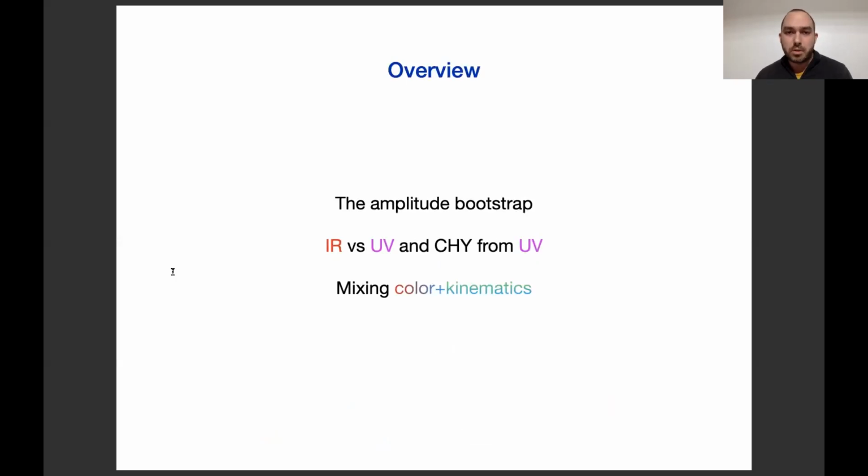So just a short overview: first I'll introduce the general amplitude bootstrap. Then I'll spend some time discussing some IR and UV results and how you can fix CHY integrands using UV considerations. And finally, I'll spend most of the time discussing these new ingredients where you mix color and kinematics in a new way.